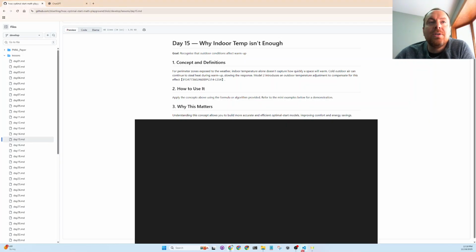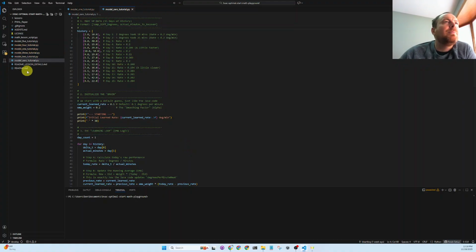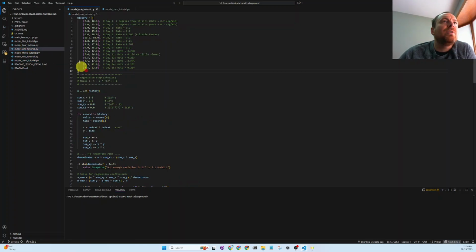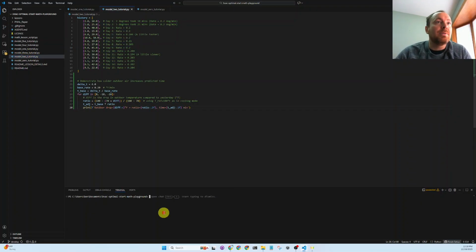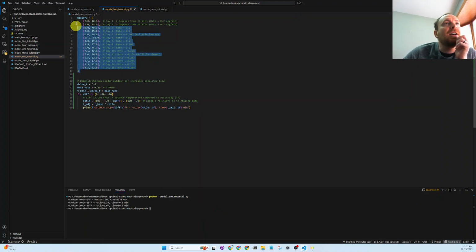So let's just run this code. Right now, here's the Model 0 tutorial, Model 1 tutorial, with the same data. And I'm just going to start on the Model 2 tutorial, code base, a little bit of Python. Then we can do the Python Model 2 tutorial. Not using this yet, but maybe we can in a little bit, to demonstrate how colder air increases the predicted time.